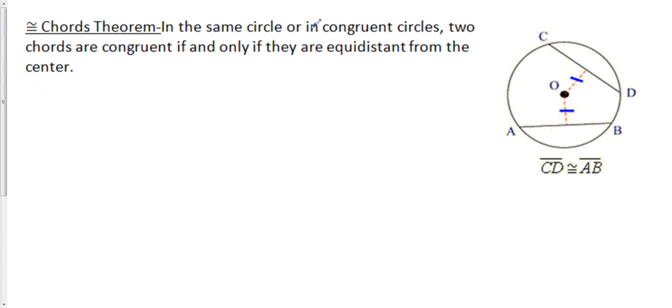Congruent chords theorem. In the same circle or in congruent circles, two chords are congruent, again, if and only if they are equidistant from the center. So if we were told that CD is the same length as AB, we know for sure they're the same distance from the center. In the same way, if we said this distance from here to here is the same as the distance here to here, now these would always be to the exact center, they'd be drawn perpendicularly. If we know that this is the same as this, then we know for sure that C to D is the same length as B to A. Has to be true if and only if, so it goes both ways.